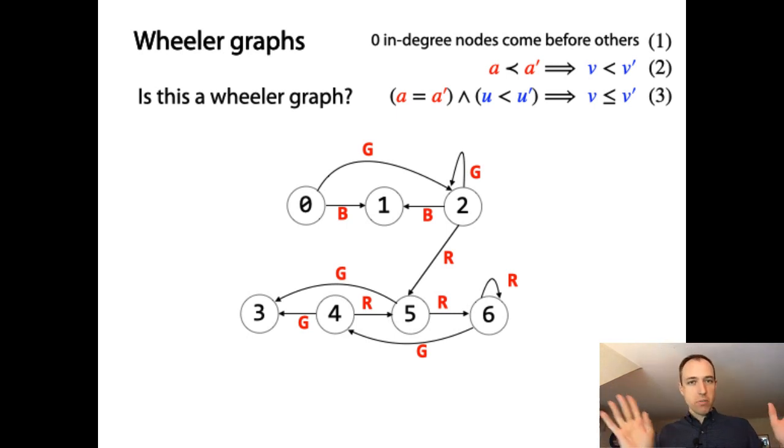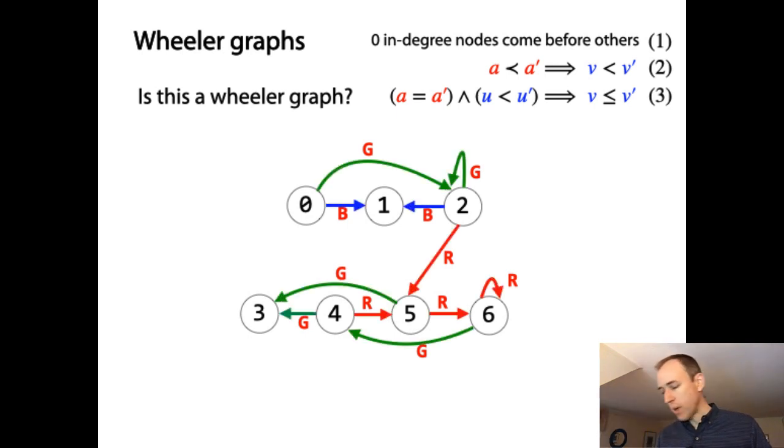But let me show you a different picture. Let's just take this picture, and instead of using these letters B, G, and R, I'm going to use the colors blue, green, and red. You'll see why in a moment. So I'm not really changing anything about this graph, right? You can think of it as the exact same graph. It's just that I'm using color rather than just letters to represent the edges.